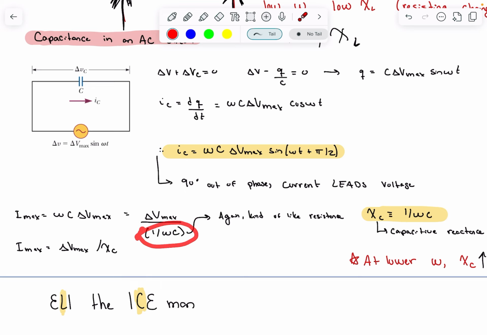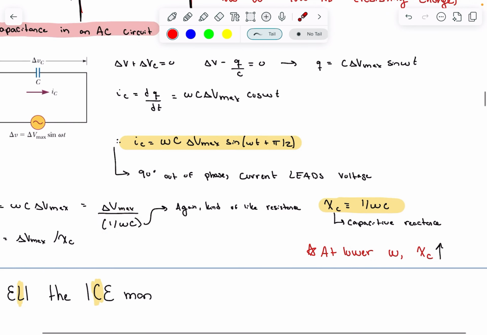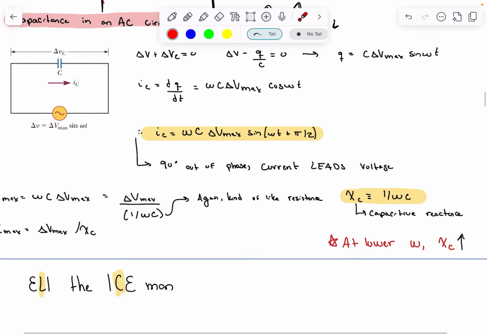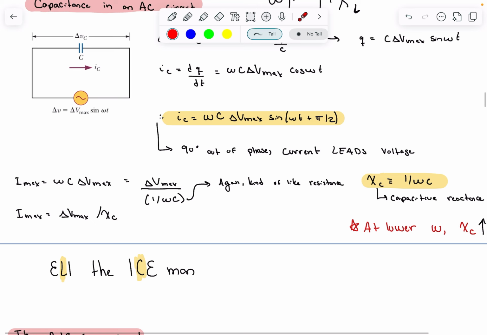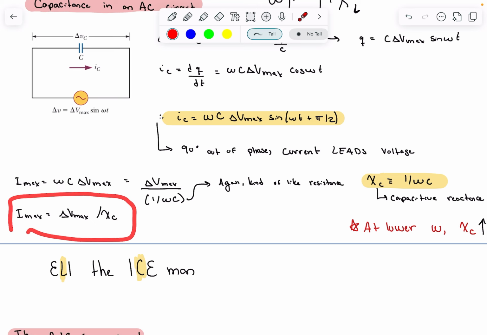So this is kind of like the resistance again. We're going to call it the capacitive reactance, and it's actually the opposite of what we had with the inductor. Here, when we have lower frequencies, we actually have a higher capacitive reactance, so it's acting like it has this higher resistance.